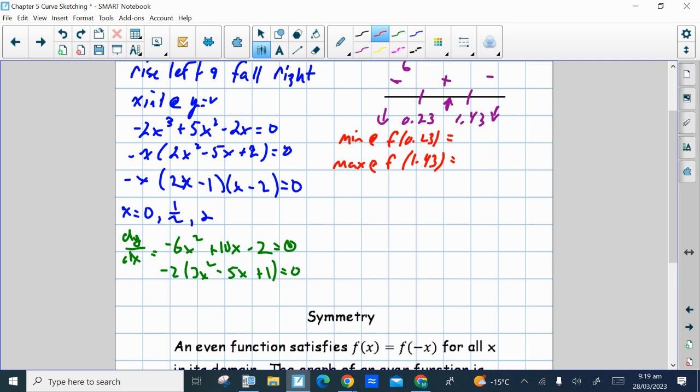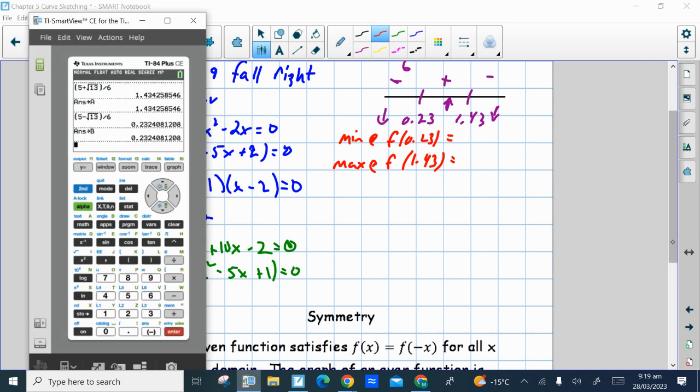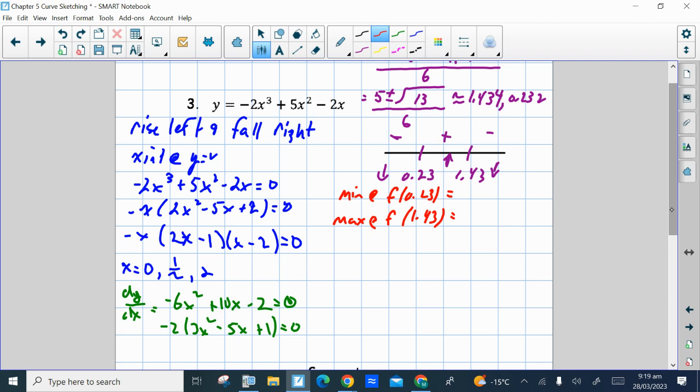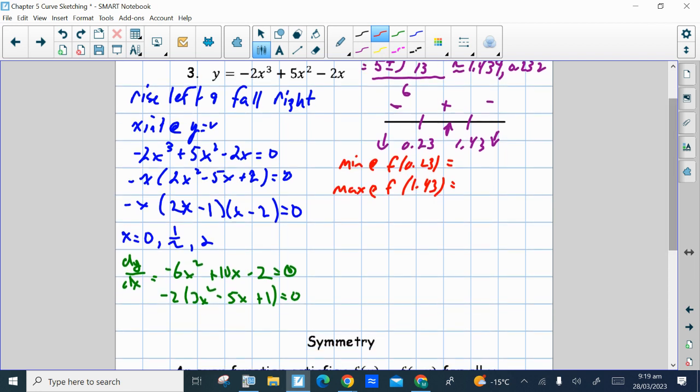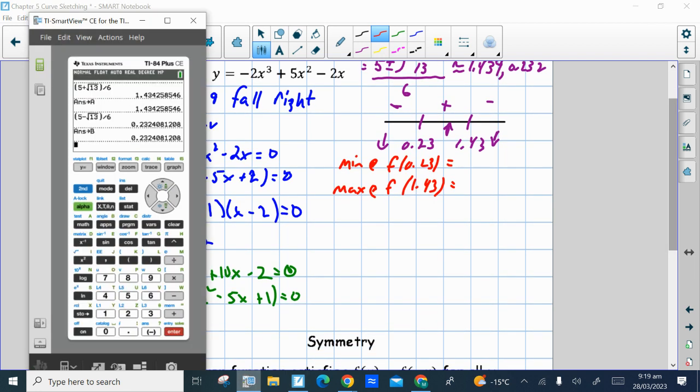So now we'll go to the calculator. And we'll plug those values into the original function to find our points. So the point 0.232 we put into memory slot B. So negative 2 times alpha B cubed plus 5 times alpha B squared minus 2 alpha B.